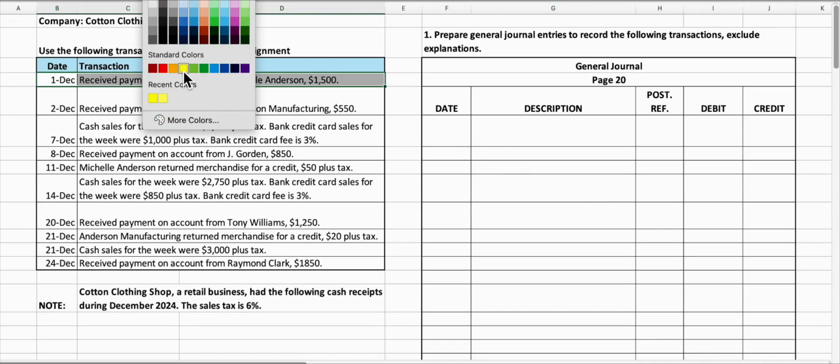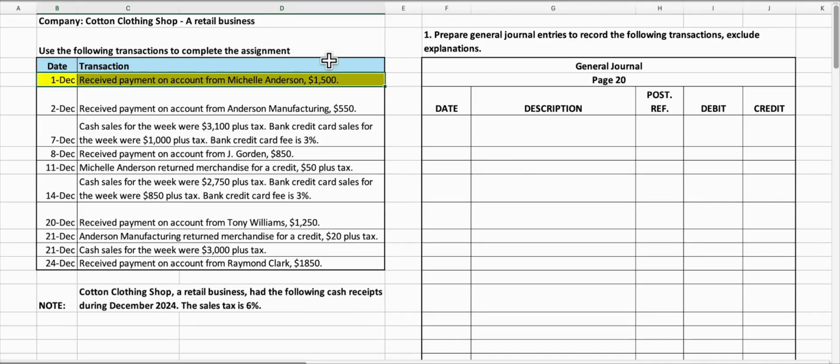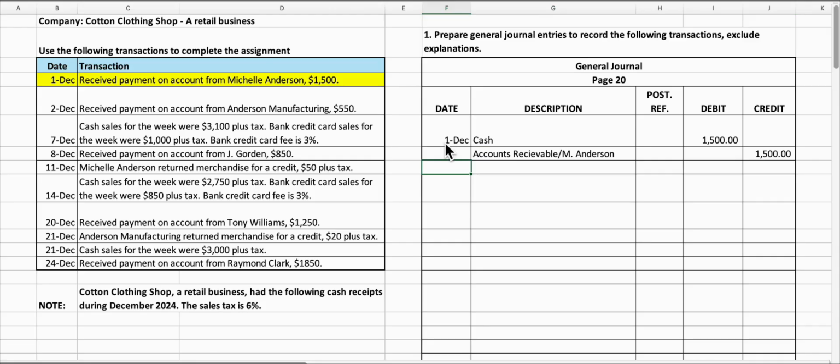The first one is for December 1st. We received payment on account from Michelle Anderson in the amount of $1,500. So we entered December 1st. We received cash in the amount of $1,500, and that was on accounts receivable from Michelle Anderson. So we're crediting $1,500 to Michelle Anderson's accounts receivable.